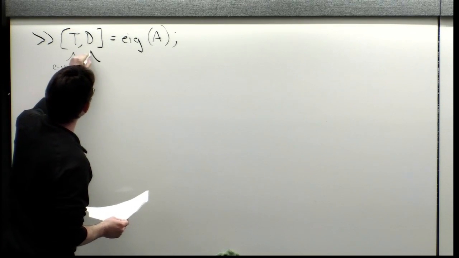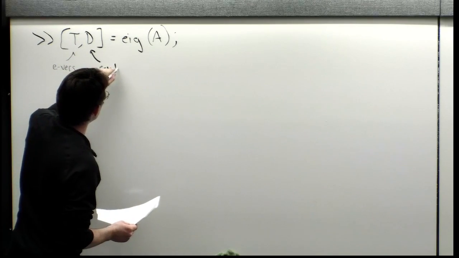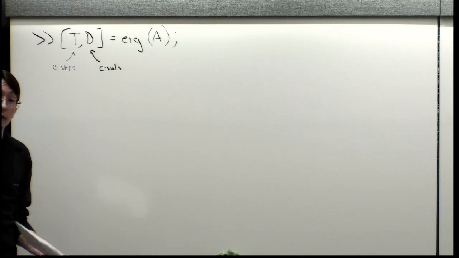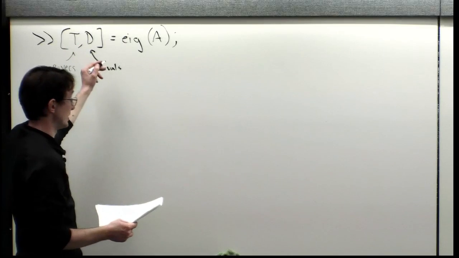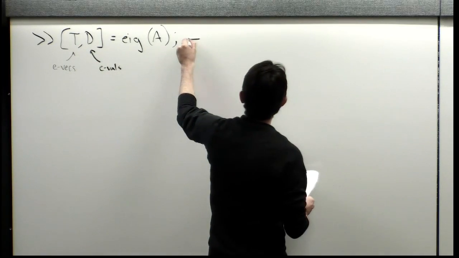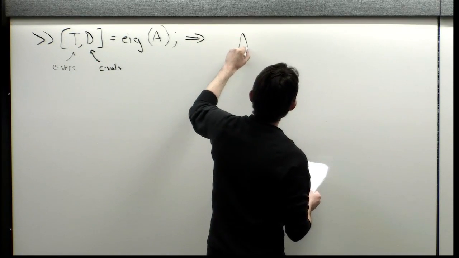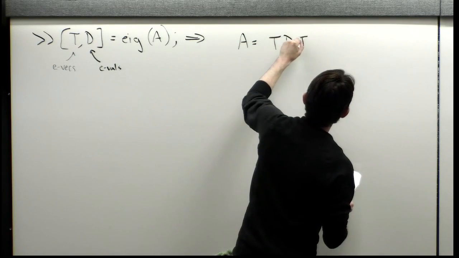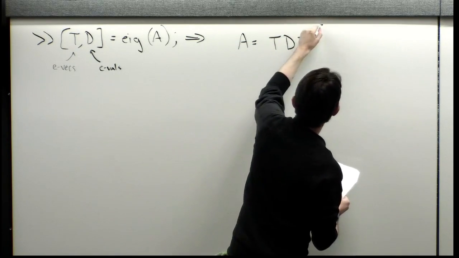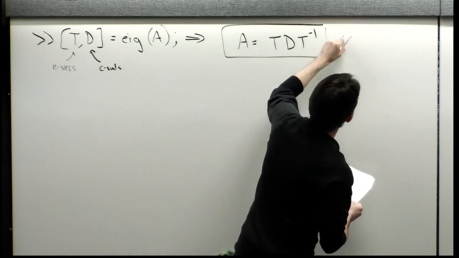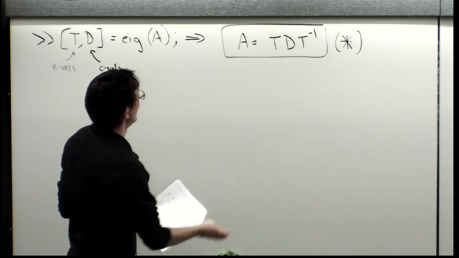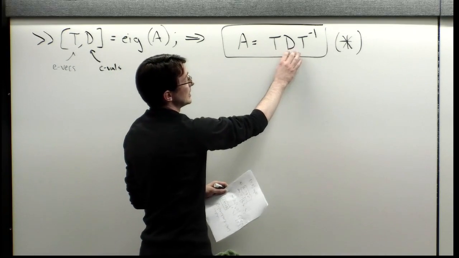And D is a diagonal matrix of eigenvalues. And there's a really interesting property that these matrices satisfy. So these satisfy A equals T times D times T inverse. Okay, now this is a very important equation, so I'm going to box it. So A equals T times D times T inverse.